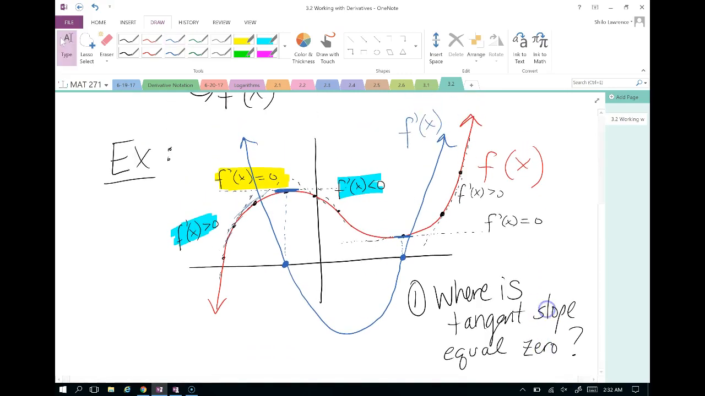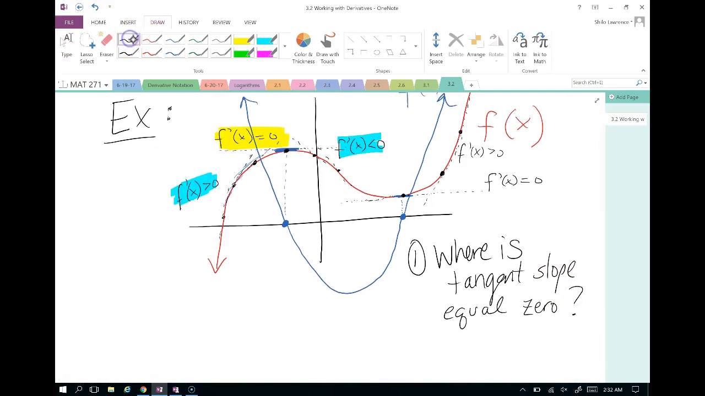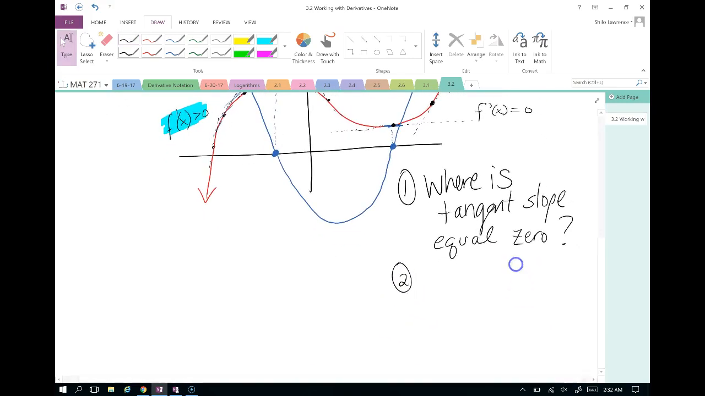So this is an example for a polynomial, and we don't even know the equations for these functions. But they're definitely polynomials. And we can do them for other types of functions as well. So what we did here is first we found where the tangent slope was equal to 0, and then we analyzed what was happening in between those zeros. So we looked to see whether the tangent slopes were positive or negative in between the zeros.